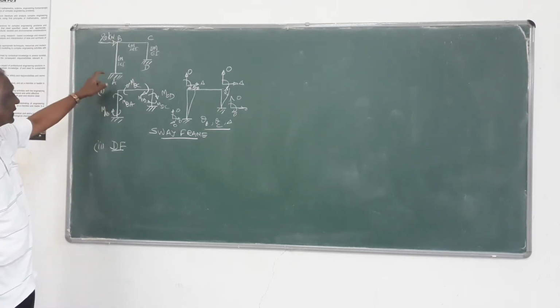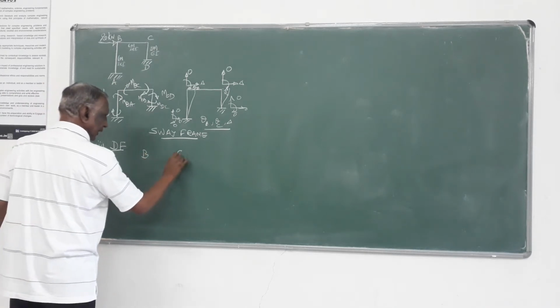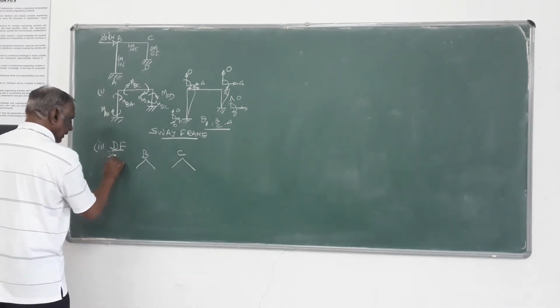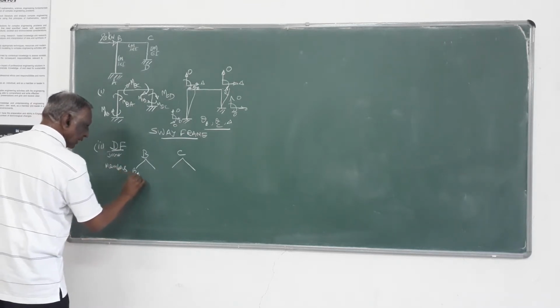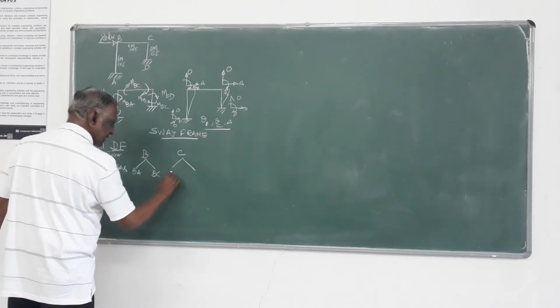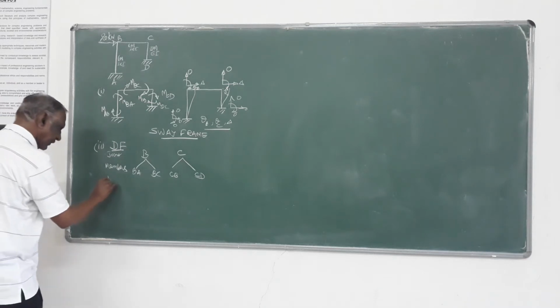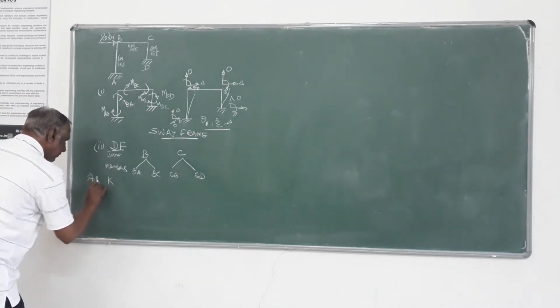The distribution factor at A and D is 0. Only at B and C you have to evaluate the distribution factors. The members at joints B and C are BA and BC at joint B, and at C you have CB and CD. So either you can take stiffness or relative stiffness value. Now as a change, I will take the stiffness itself. Let us see whether they are the same. Instead of relative stiffness, I will take the stiffness value itself.